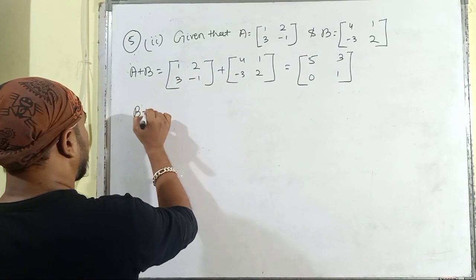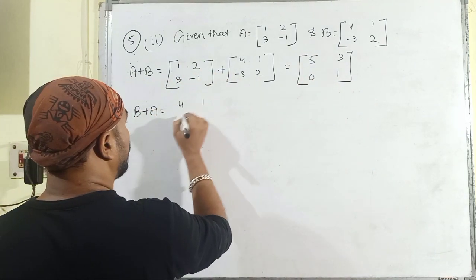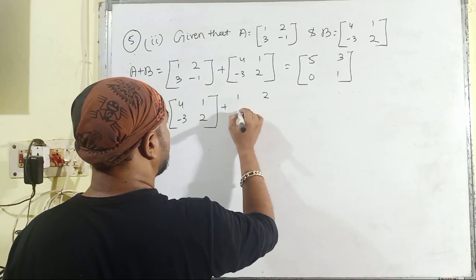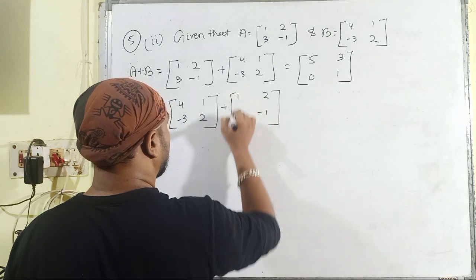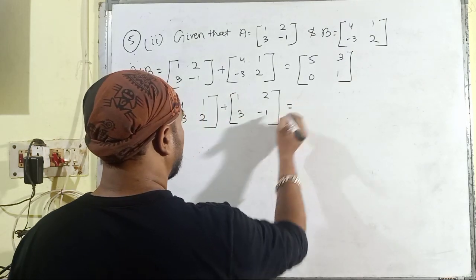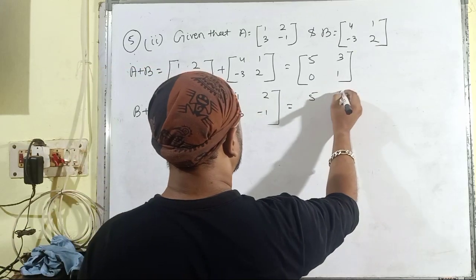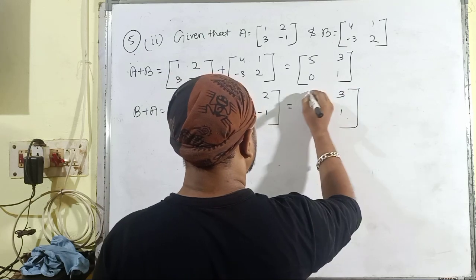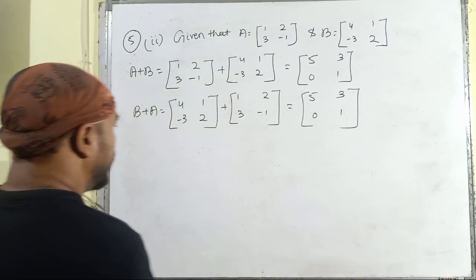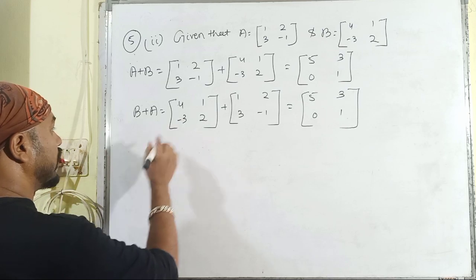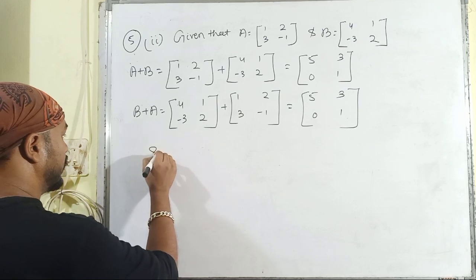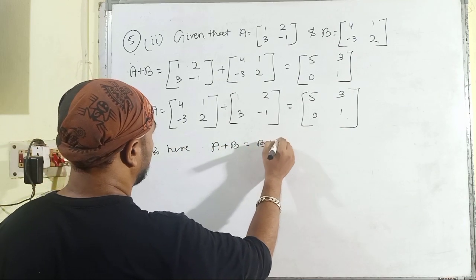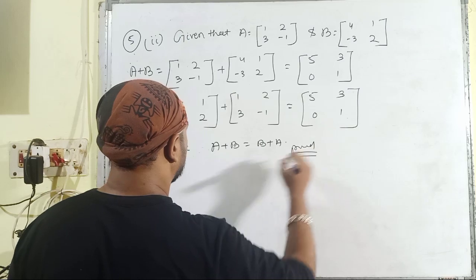Then let us find out B plus A. So 4, 1, minus 3, 2 added with 1, 2, 3, minus 1. Then it is 4 plus 1, 5, 1 plus 2, 3, minus 3 plus 3, it is 0, 2 minus 1, it is 1. So here A plus B is equal to B plus A. The first one is proved.